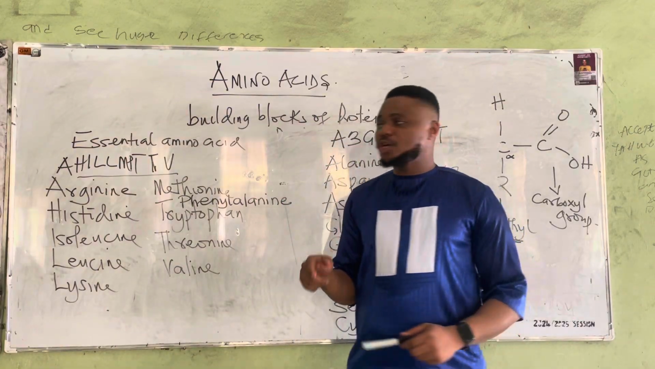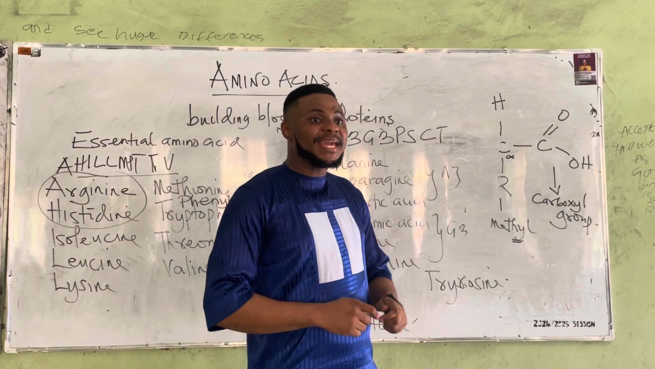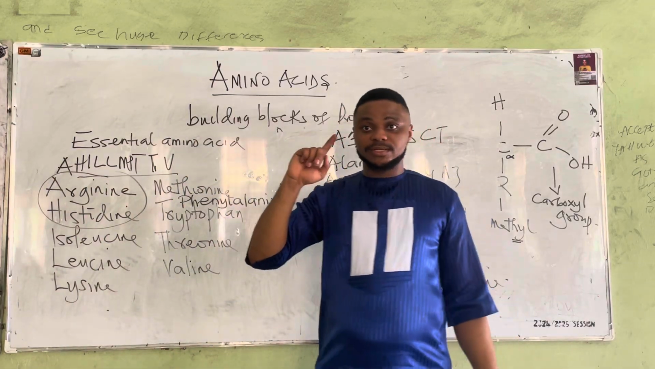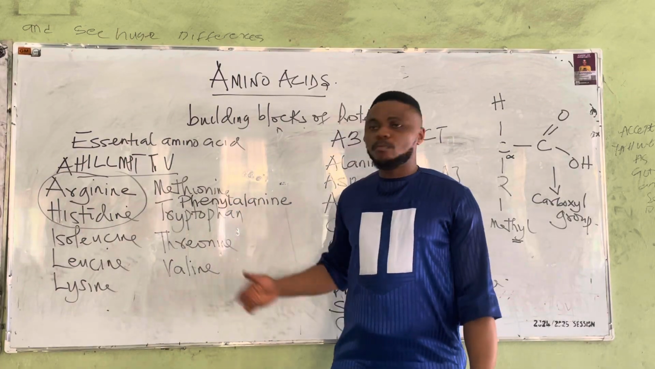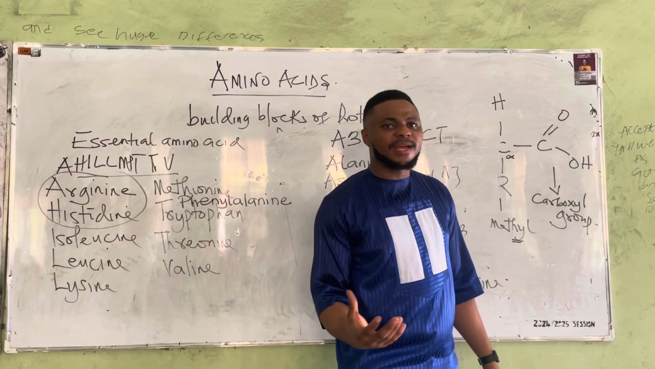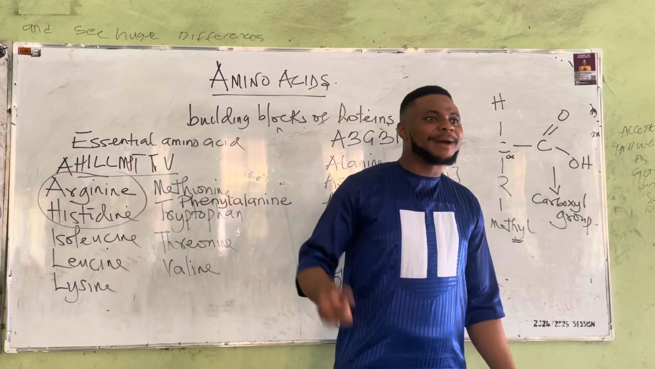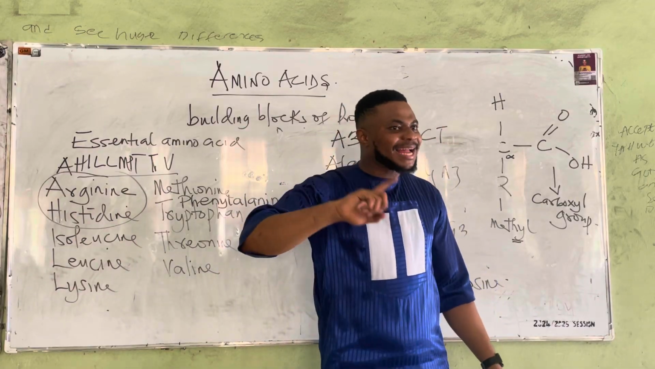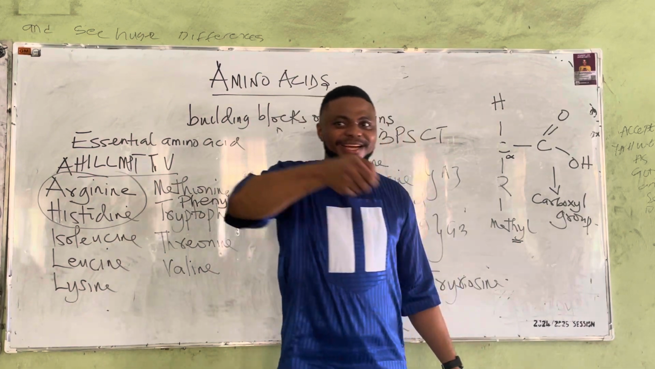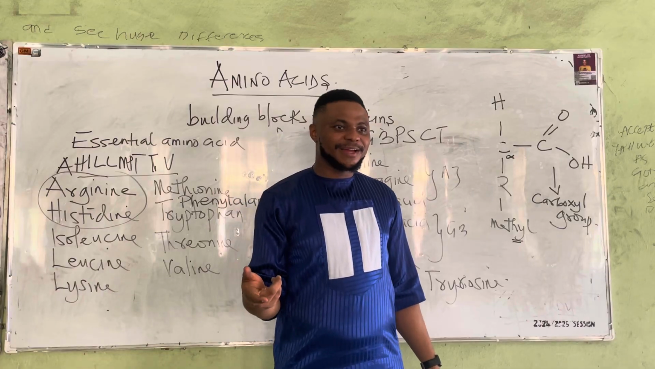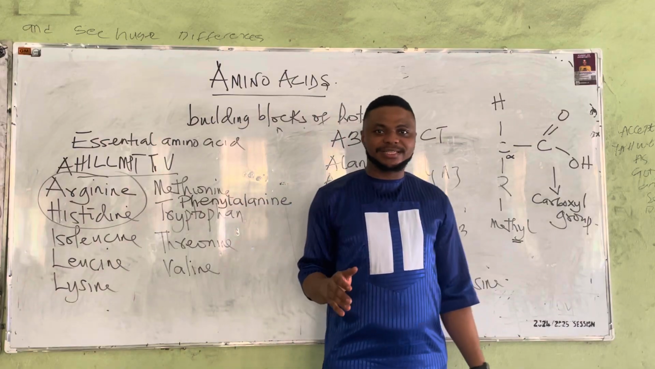Basically, one thing you need to understand is that arginine and histidine are called semi-essential amino acids. Don't forget that. But most times it's best for them to be categorized as essential amino acids, reason being that they are needed by the body, but they cannot be synthesized by the body. Rather, they are gotten from dietary sources. Are we together? All right. So that's that for the basic aspect of amino acids.